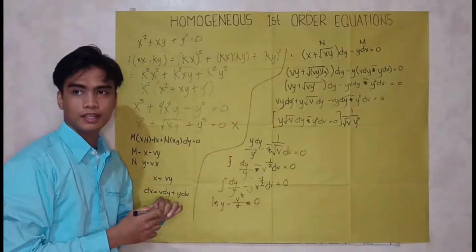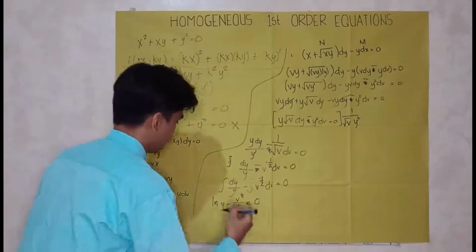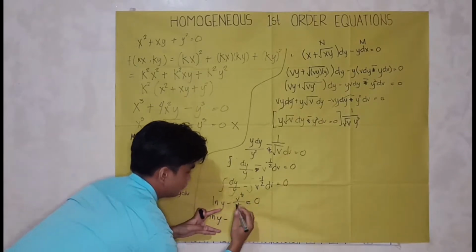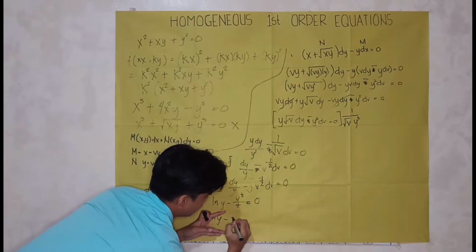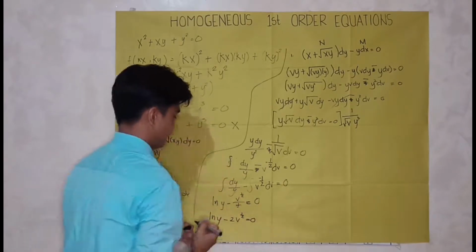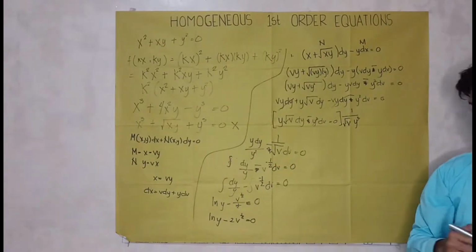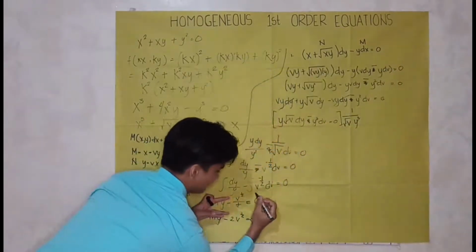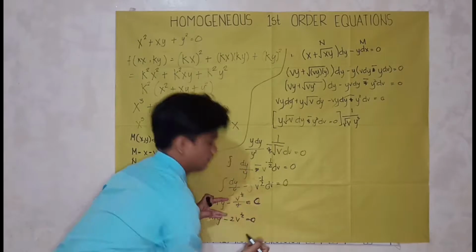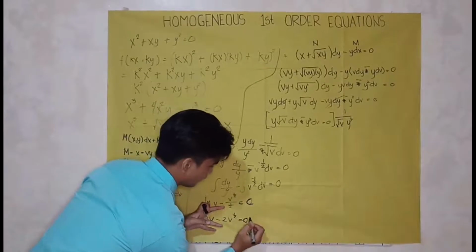So tataas po natin yung... teka lang po. So ln y minus, tataas lang po natin yung 1 half sa denominator. So magiging 2v raised to 1 half is equals to 0. Then, mali pa naman. C po pala to, C. So kaya po tayo naging C to. Ayan po, C. Sorry po, nagkamali.